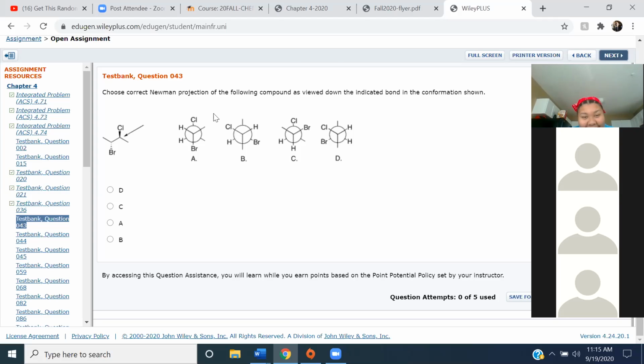Definitely. Looking at it right here, in class it just looked like a circle, so I'm like, okay. But okay, got it. I'm gonna write down Newman projections because I can practice that. Okay, cool.